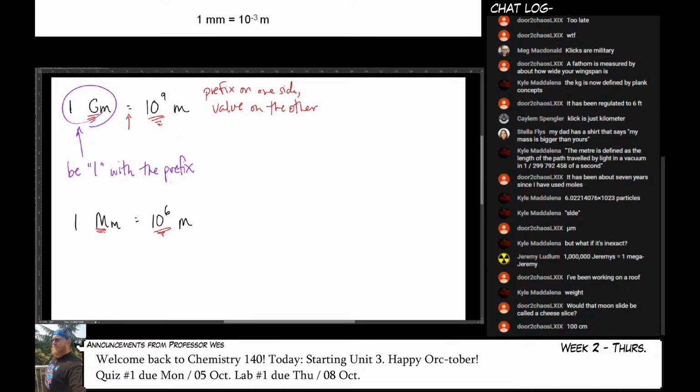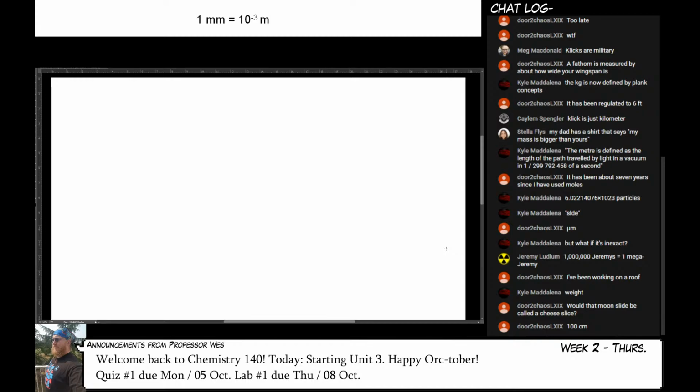All right, so this is our conversion factor. And I'm going to call this the horizontal orientation because it's horizontal. So let's see here. I got to hit Control H. Okay, I can write. So this right here that is up above, we're going to call that the horizontal conversion.